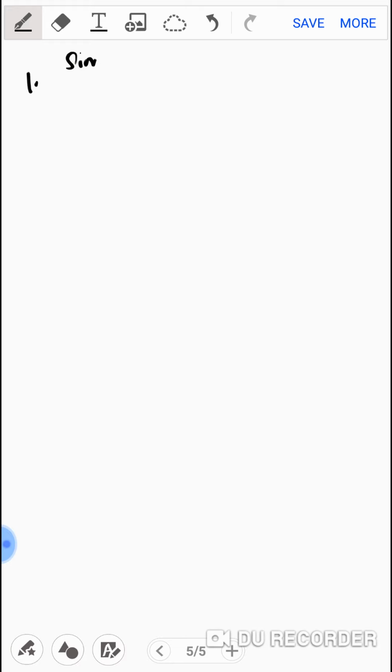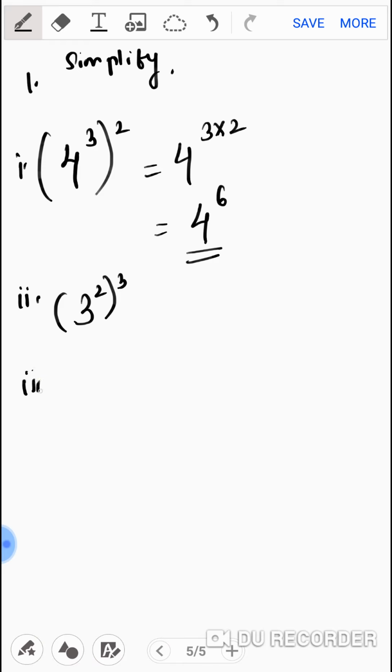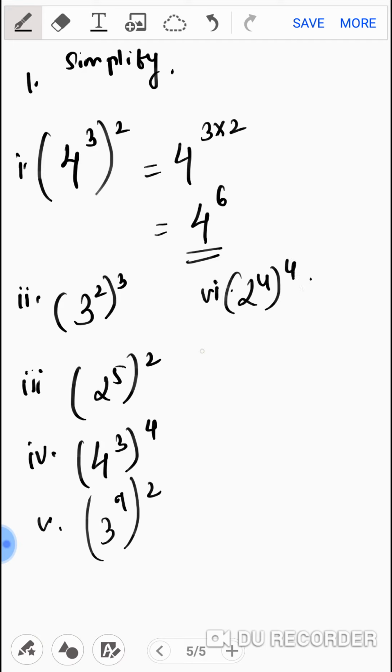Again we have simplify. 4 raised to 3, bracket 2. And I told you, whenever there is a bracket, that means 4 raised to 3 into 2. That is 4 raised to 6. Yes, my dear kids, this is the answer for the first. Let's jump on to the second, and it says 3 raised to 2, bracket 3. Third says 2 raised to 5, bracket 2. Fourth says 4 raised to 3, bracket 4. Fifth says 3 raised to 7, bracket 2. Sixth says 2 raised to 4, bracket 4. 7 says 5 raised to 2, bracket 2.